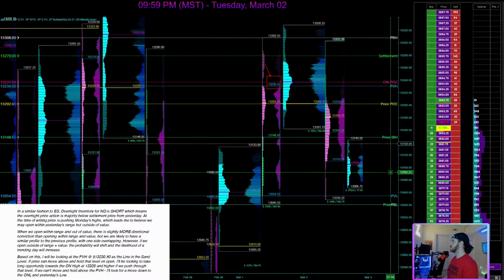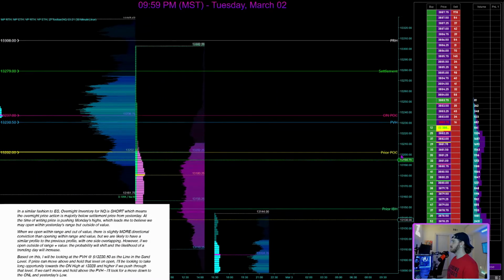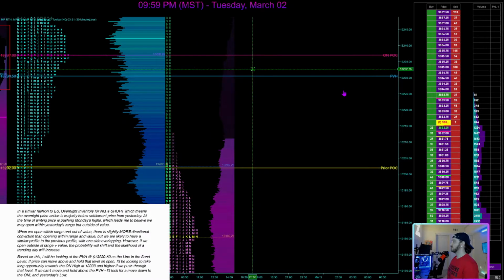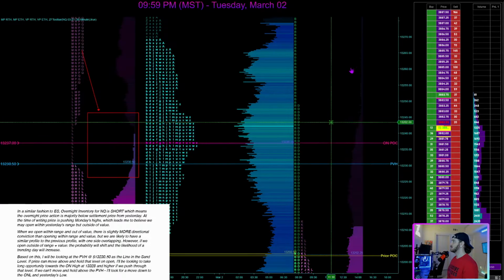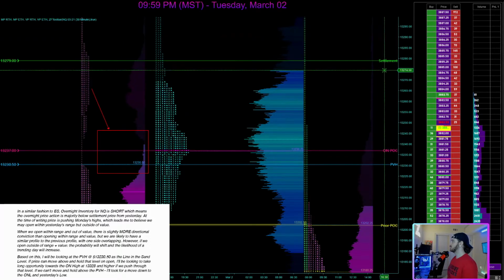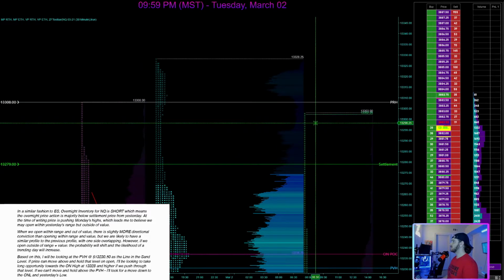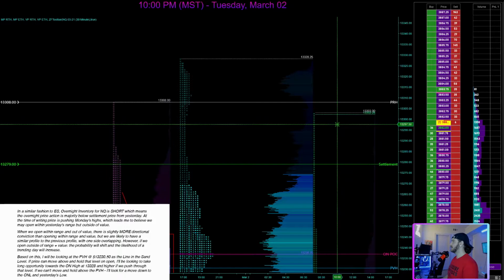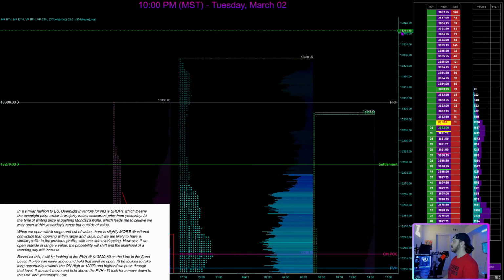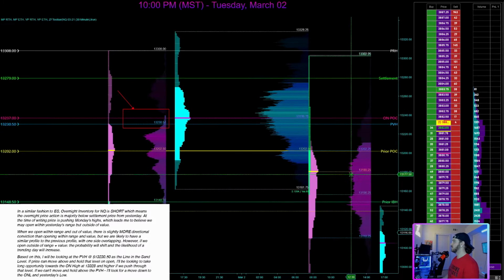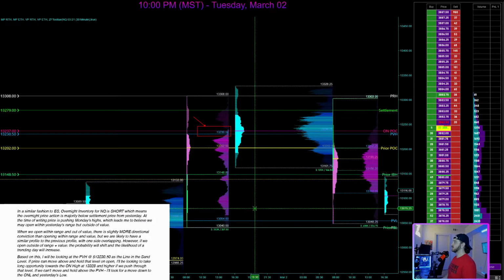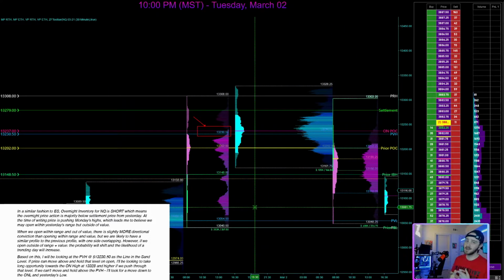So let's zoom in just a tad here. Let's look at this profile. You can see that we opened all the way up here, 13,297. Very, very similar. We had the open, we had the test upwards, we got a rejection below prior range high, and we had that drive downwards. So same profile open type. We had the open test drive on ES, and we had the open test drive on NQ, which tells us there is directional conviction after we open.